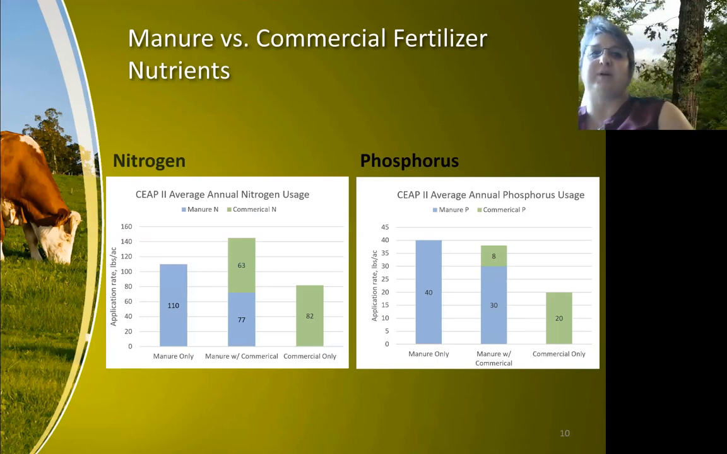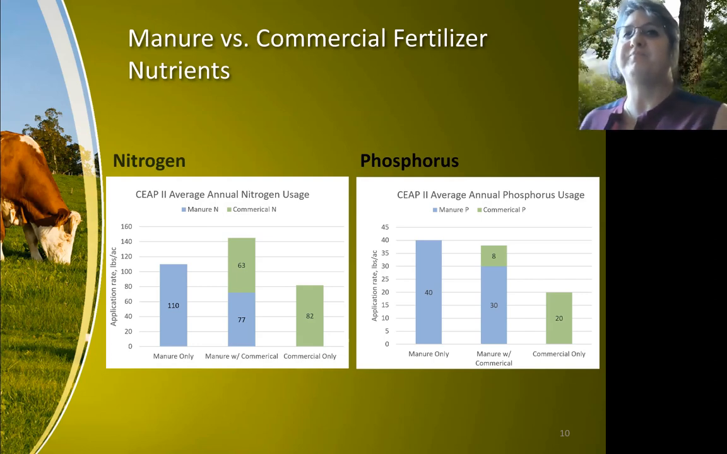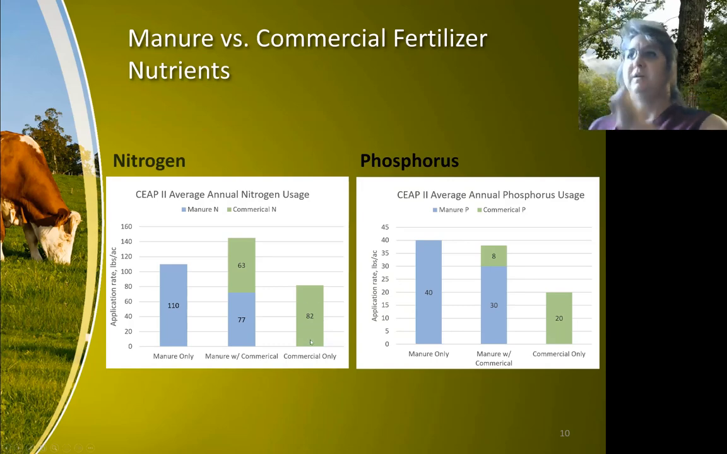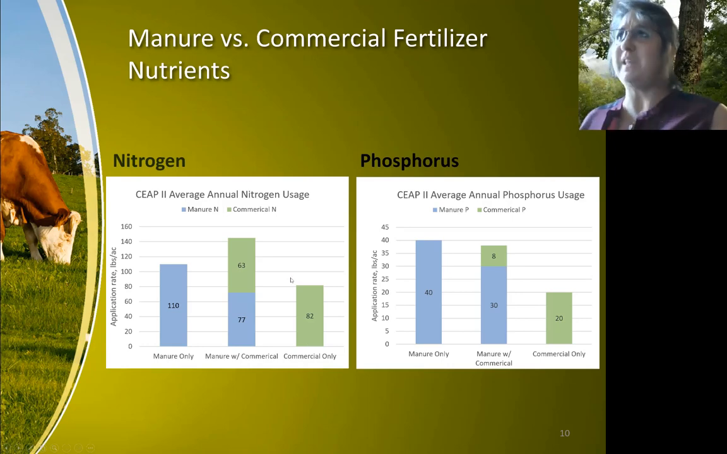This next slide is one that brings up some questions for us. This slide shows the average annual amount of nitrogen and phosphorus applied either through manure-only applications, commercial fertilizer-only applications, or a combination of the two. Now, interestingly, when you look at the acres that had the combo versus the commercial only, they were applying nearly as much in the manure as they were if they were only applying commercial N. Yet they still added another 63 pounds of N on top of what they had already applied through the manure.